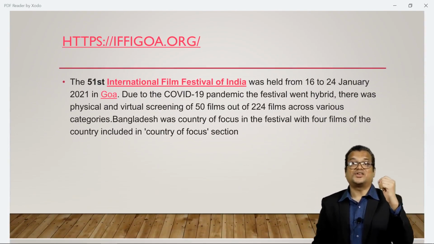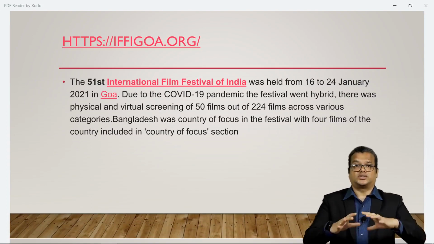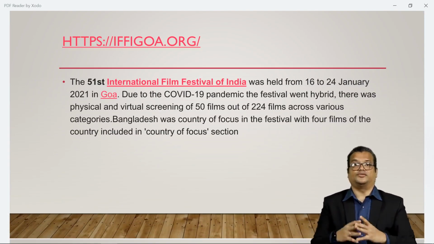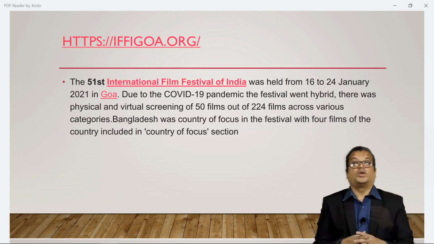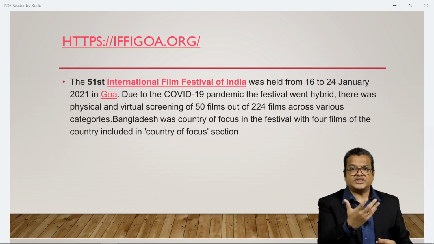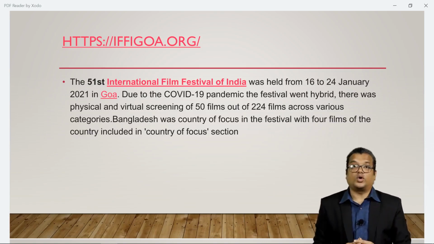51st International Film Festival of India. Why is this important? This is organized by the government, and people from various countries participate in it, and we need to know a few more details about it. The website is given. You can type this website, access it, and you would come to know the important awards, the Golden Peacock Award, the Silver Peacock Award.